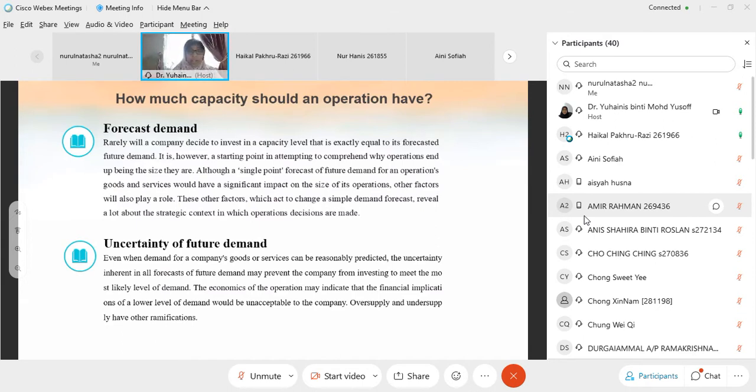Even when demand for company goods or services can be reasonably predicted, the uncertainty inherent in all forecasts of future demand may prevent the company from investing to meet the most likely level of demand. Can other group member explain?